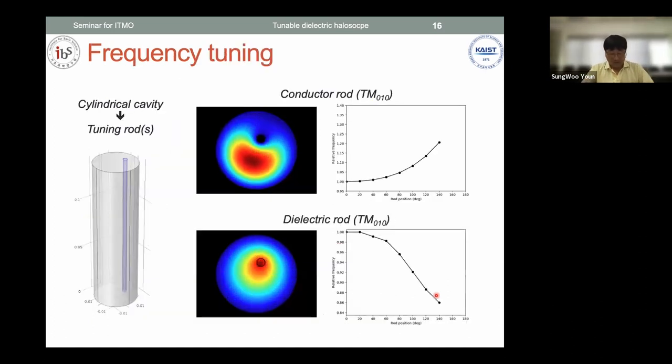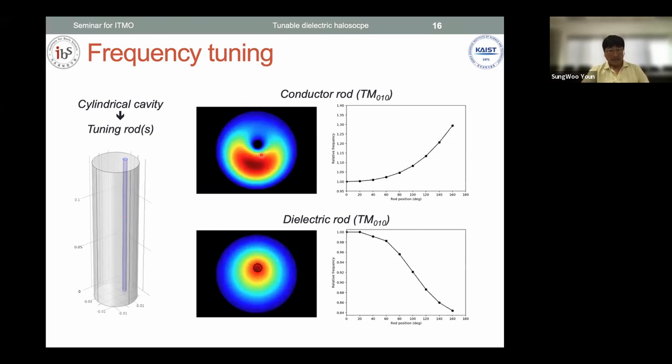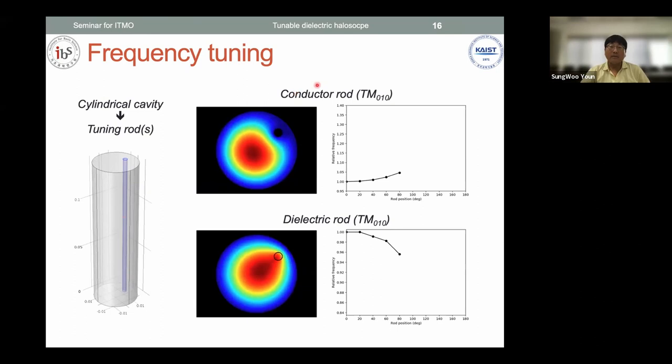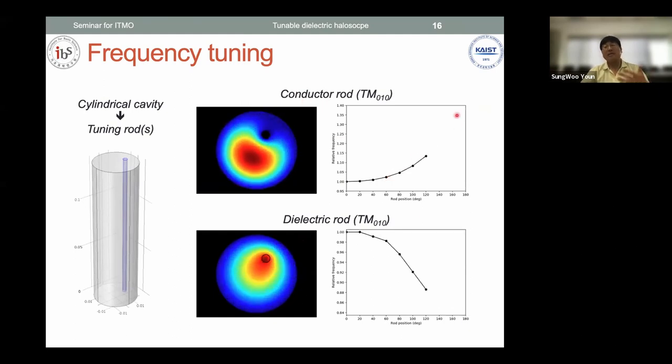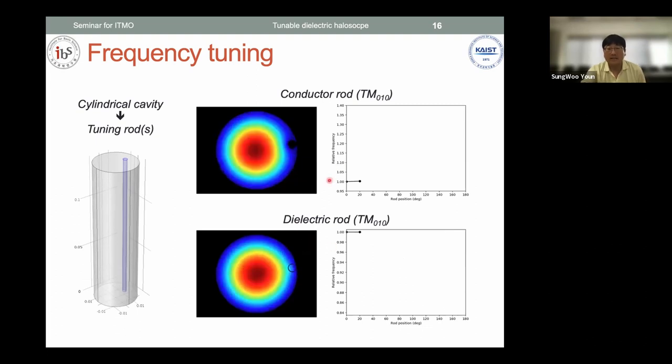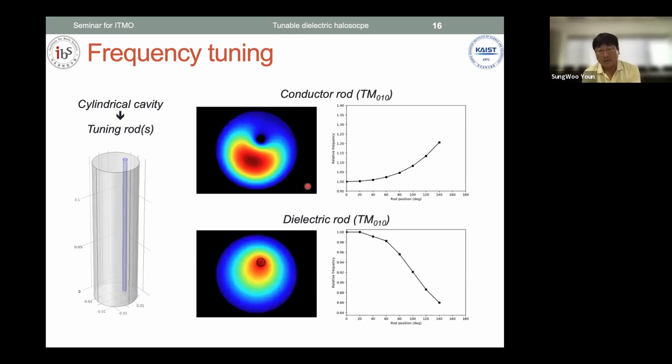Before going into detail, frequency tuning. For the cylindrical cavity, we introduce a tuning rod along the axis, and as you move it around, you distort the electric field, which changes the frequencies. Depending on the material, conductor or dielectric, the frequency can go up or down. Typically a conductor produces 30% of the scanning range and a dielectric about 20%, so together you get about 50% frequency tuning range with respect to the central frequency.